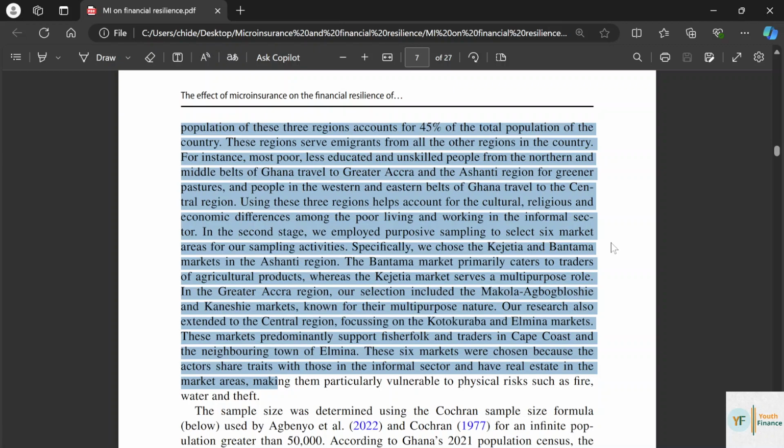I'm about to mispronounce the markets, but I have to pronounce them, so please bear with me. In the Ashanti region, we chose Kejetia and Bantama markets. For the Greater Accra region, we have Makola and Kaneshie markets. And for the Central region, we have Kotokuraba and Elmina markets. So these 6 markets were chosen because the actors share characteristics with those in the informal sector and have real estate in the market areas, making them particularly vulnerable to physical risks such as fire, water, and robbery.